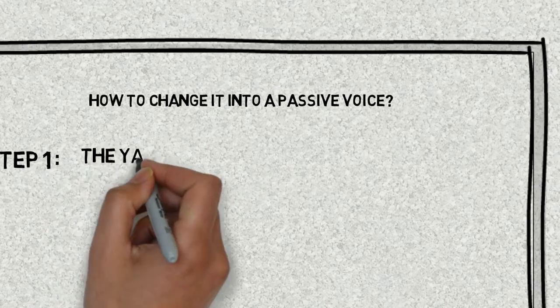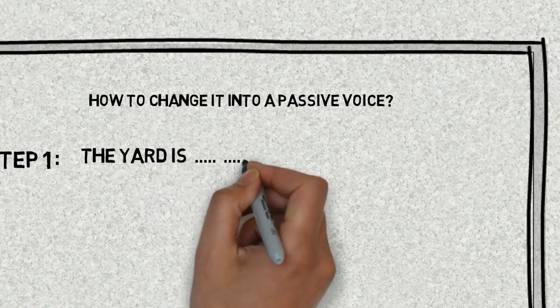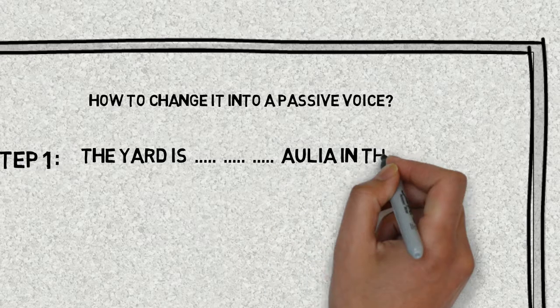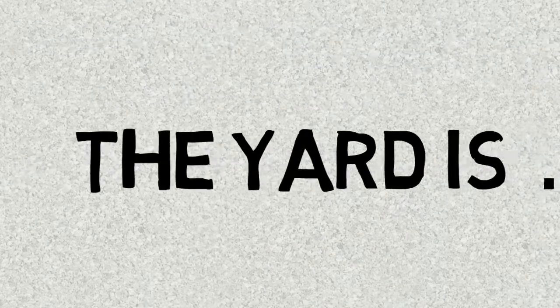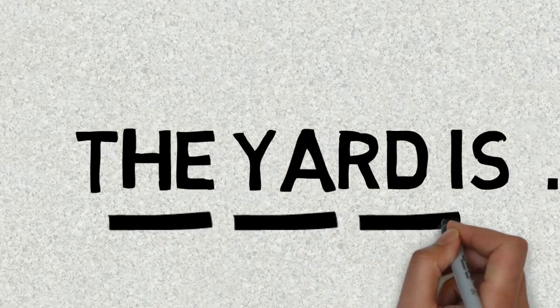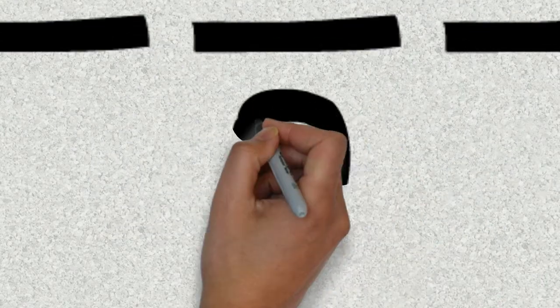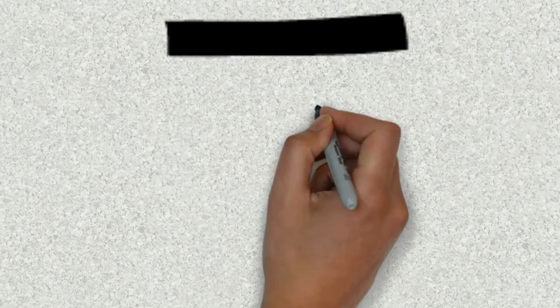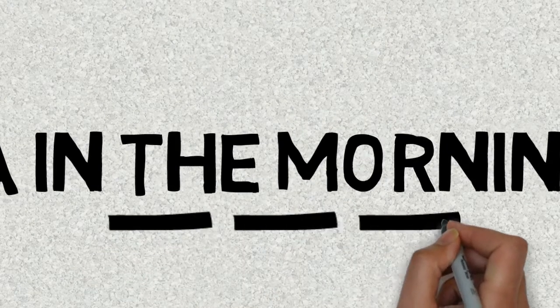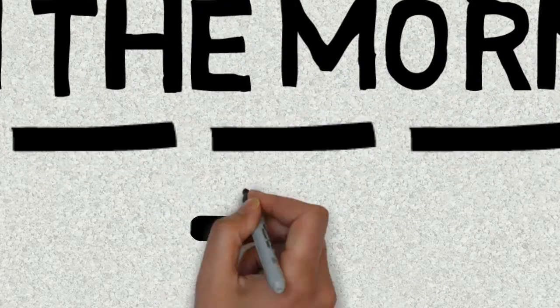Step 1. Change the position of the subject and the object. The yard is blah blah blah early in the morning. The yard is as the object. Aulia is as the subject. In the morning is as the informal information.